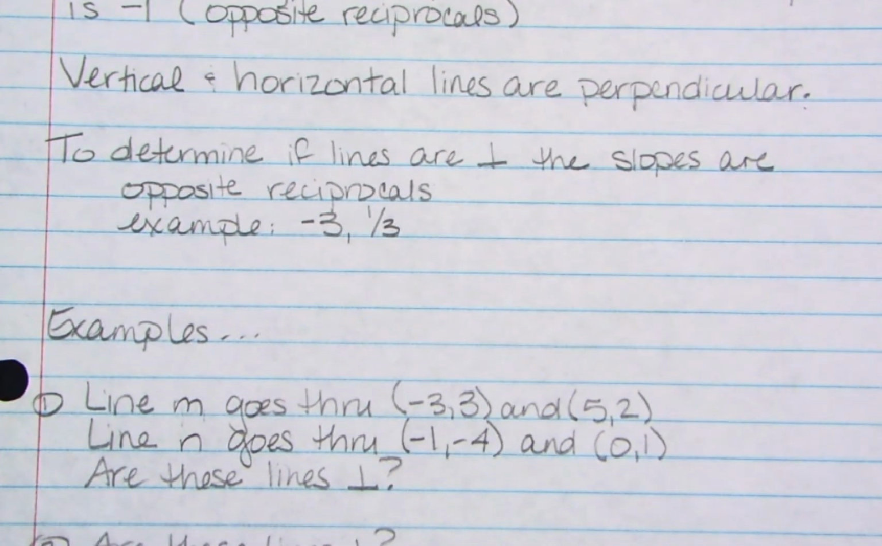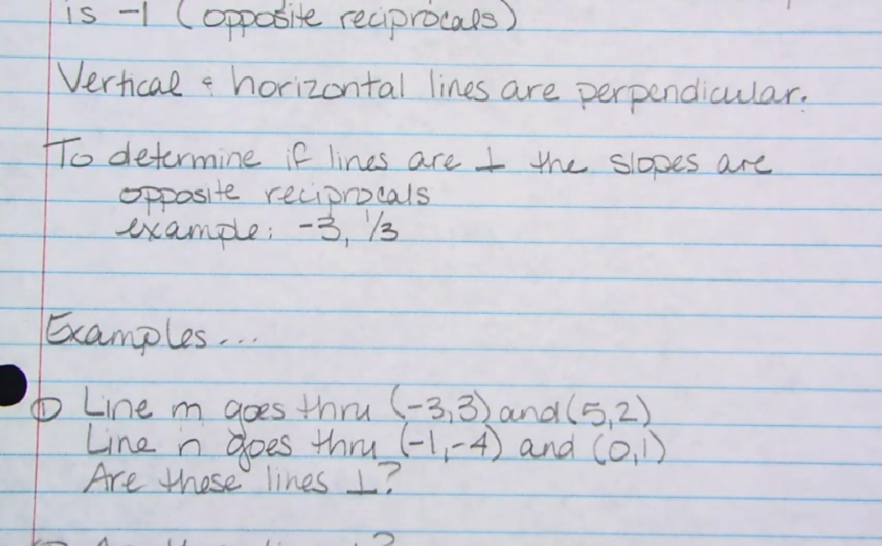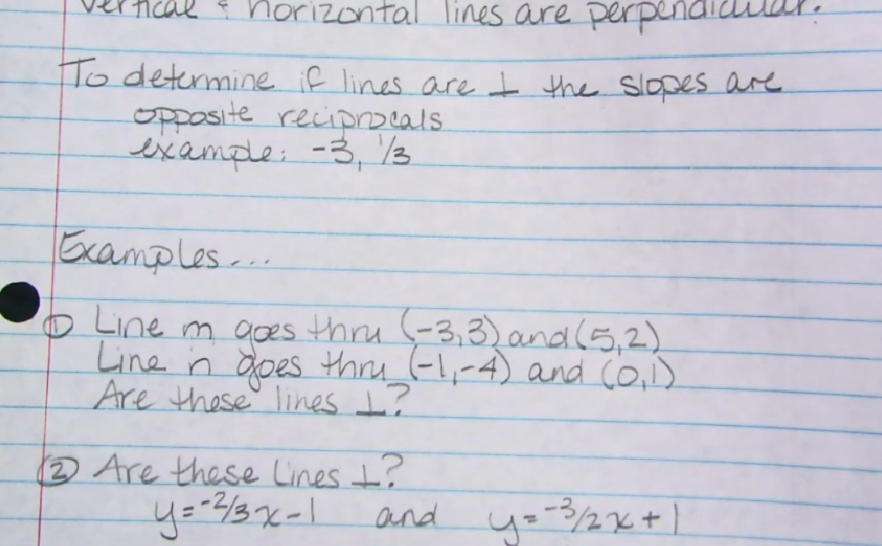Here, our first example, we know that line M goes through (-3, 3) and (5, 2), and line N goes through (-1, -4) and (0, 1). So I want to know, are those lines perpendicular, or are their slopes opposite reciprocals of each other? So you have to calculate the slope and then find out if they're opposite reciprocals.